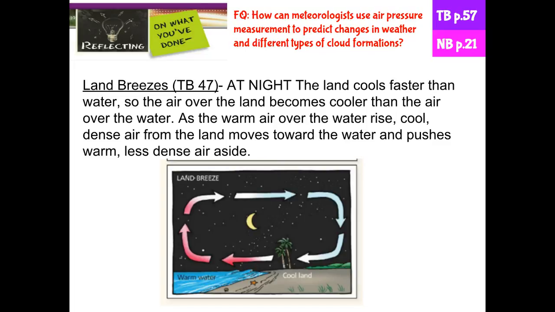Land breeze occurs at night. The land cools faster than the water, so the air over the land becomes cooler than the air over the water. As the warm air over the water rises, it cools and becomes dense, and the air from the land moves towards the water and pushes warm, less dense air aside.